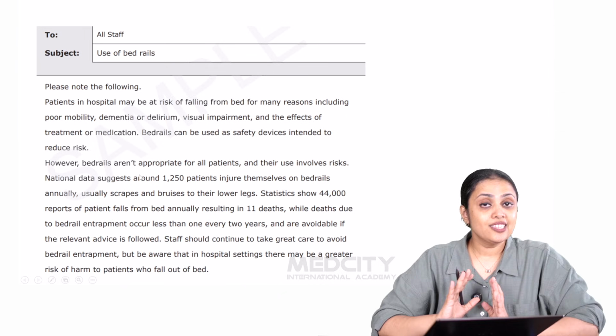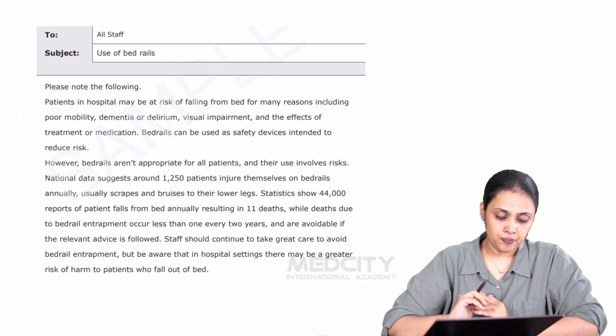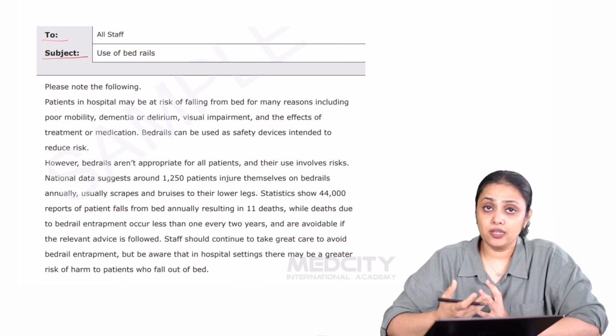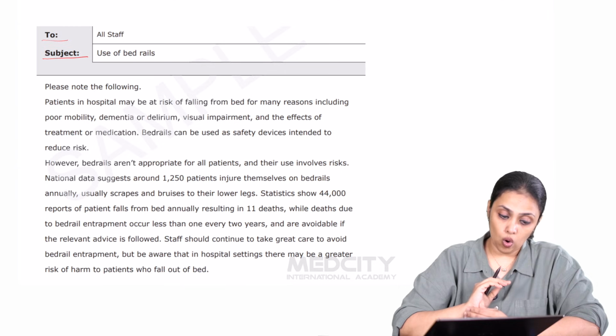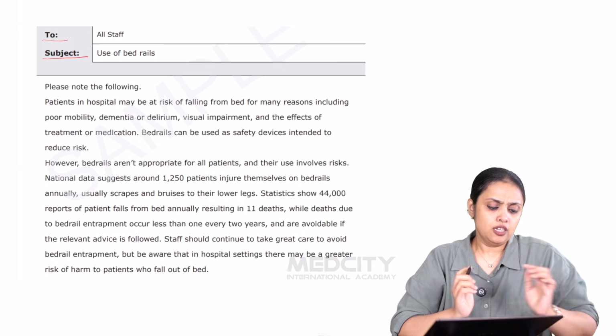Here also I'm not showing the question and the options. Let's get straight into the text. It's given 'To' and 'Subject'. So probably this has got to be an email to all staff, and the subject is regarding the use of bed rails. Now what does it say?